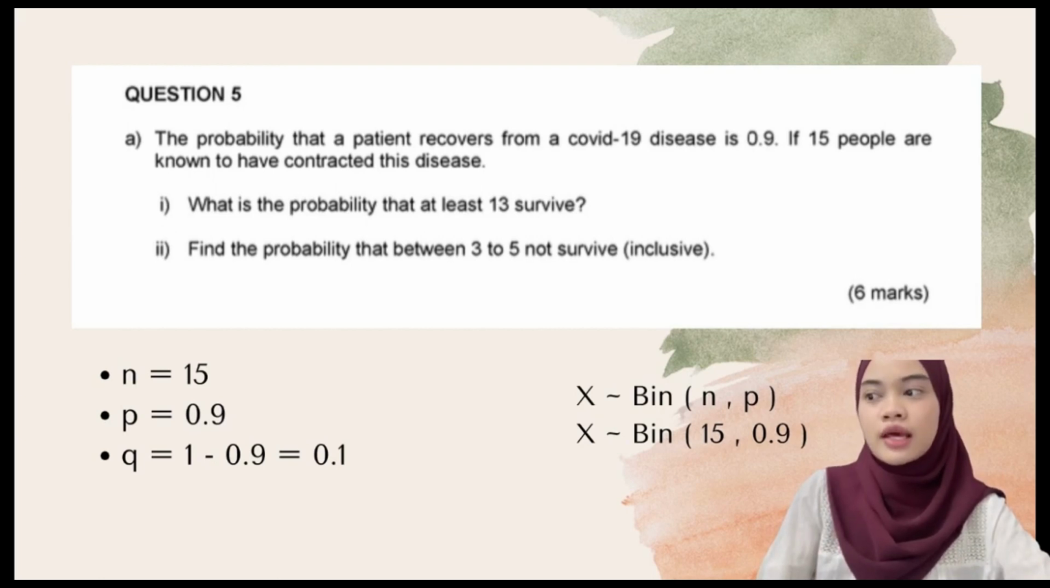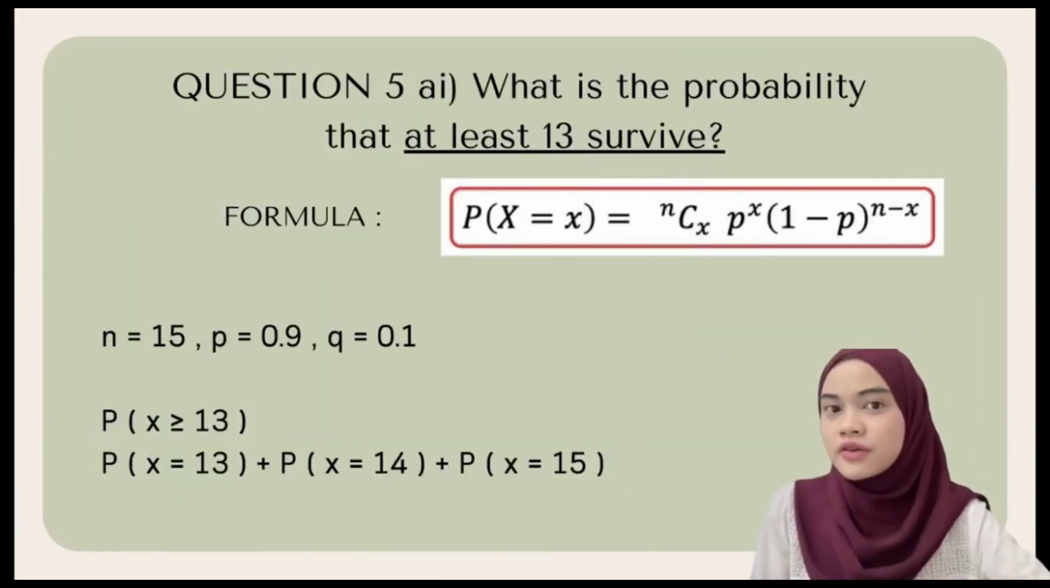Which is we get 0.1. And 15 is the number of people, and n is equal to 15. From this question, we can identify whether this question is binomial distribution, Poisson distribution, or normal distribution. From this question, we get the value of p, q, and n, and we figure out that this question is binomial distribution.